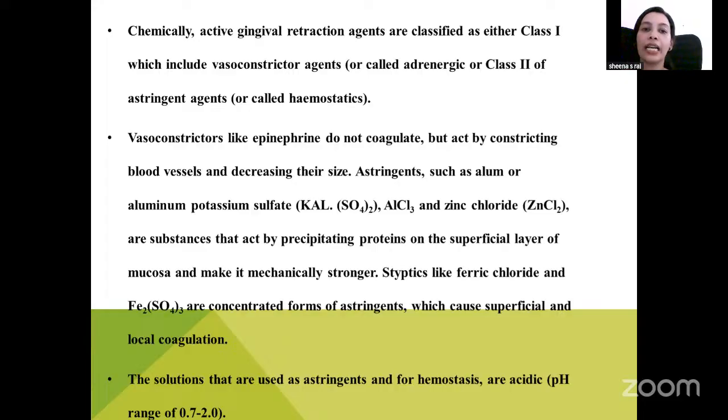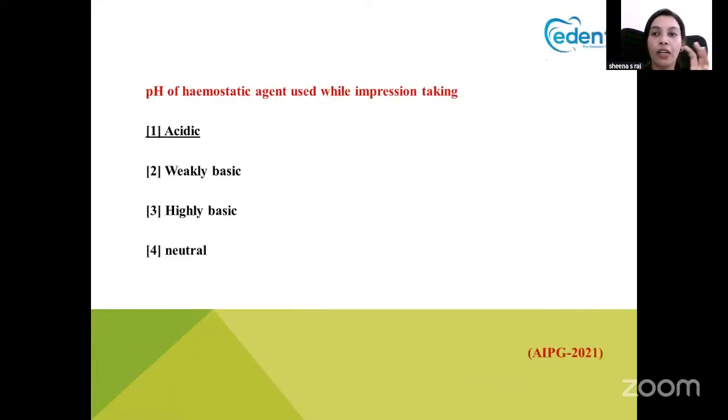So vasoconstrictors like epinephrine do not coagulate. Instead, they act by constricting the blood vessels. But the astringents or hemostatic agents cause the precipitation of protein in that area, and that is how they cause coagulation, right? So you have to know the pH of the astringent is always acidic, in the range of 0.7 to 2.0. So the answer for this question: the pH of hemostatic agent while impression taking is always acidic in nature.